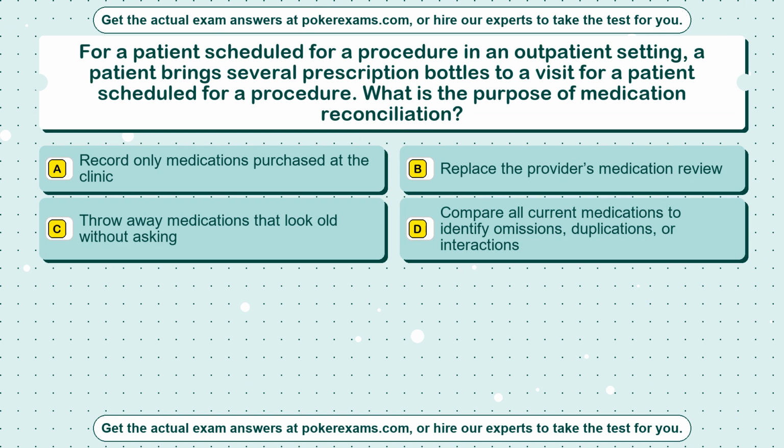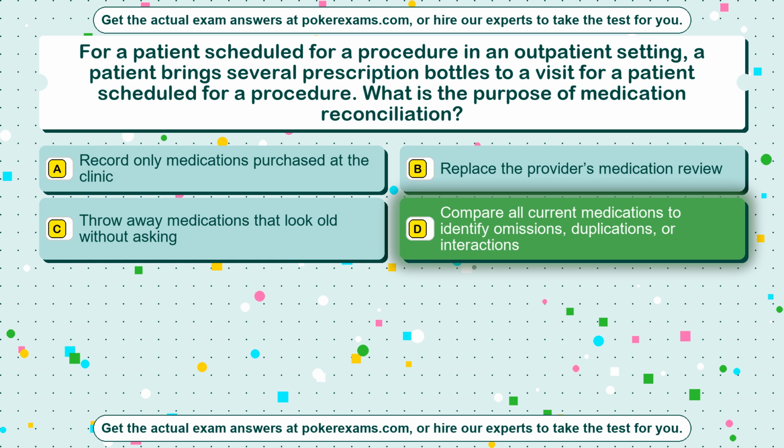Question 37. For a patient scheduled for a procedure in an outpatient setting, a patient brings several prescription bottles to a visit for a patient scheduled for a procedure. What is the purpose of medication reconciliation? Option A, record only medications purchased at the clinic. Option B, replace the provider's medication review. Option C, throw away medications that look old without asking. Option D, compare all current medications to identify omissions, duplications, or interactions.